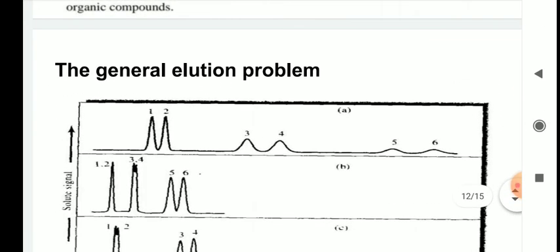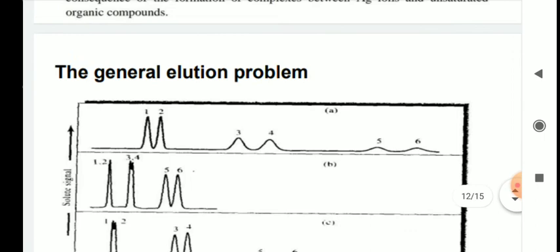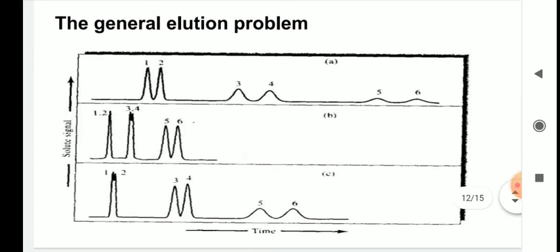Now we have to see the general elution problem. When you try to do the analysis of a mixture, this is what you will typically get. See the first example, first part, the A part. You can see here you are having 6 components: 1, 2, 3, 4, 5, and 6.